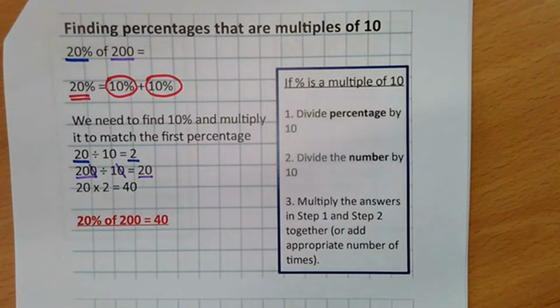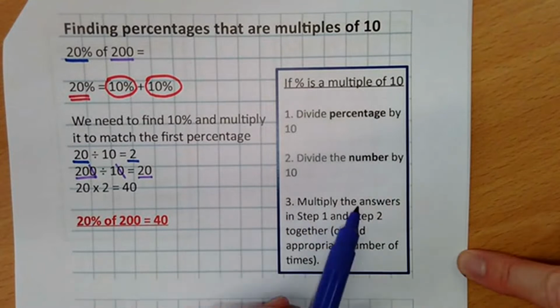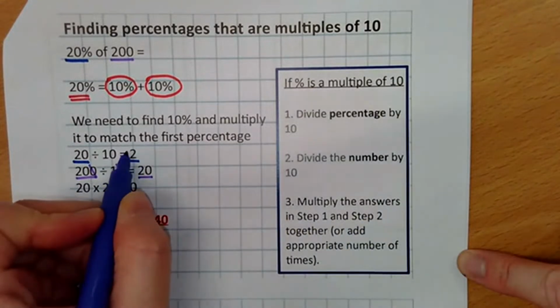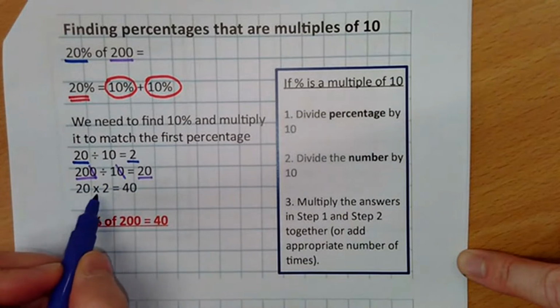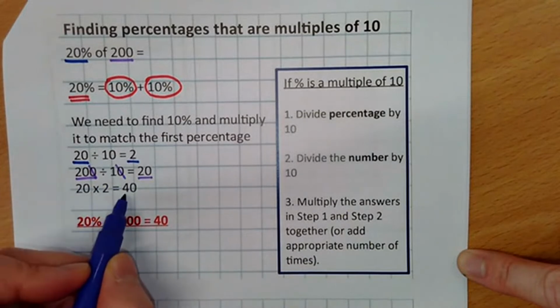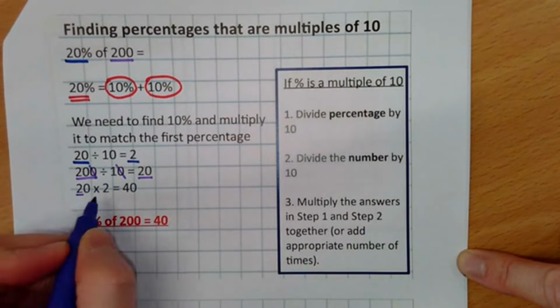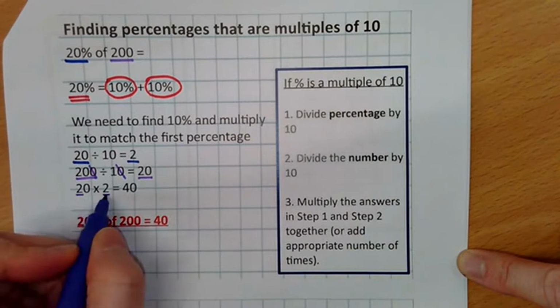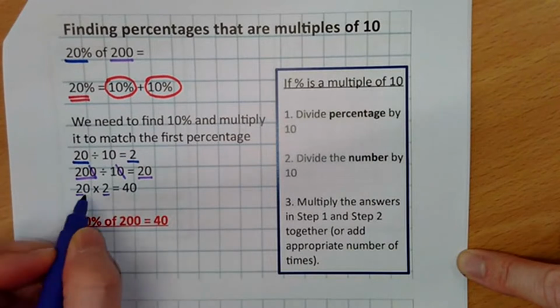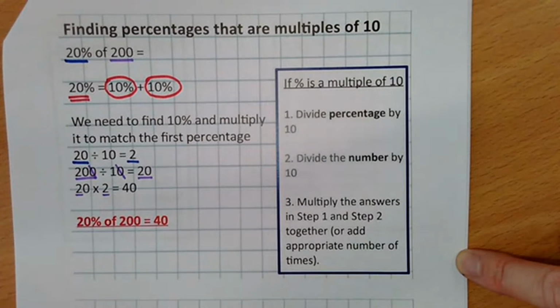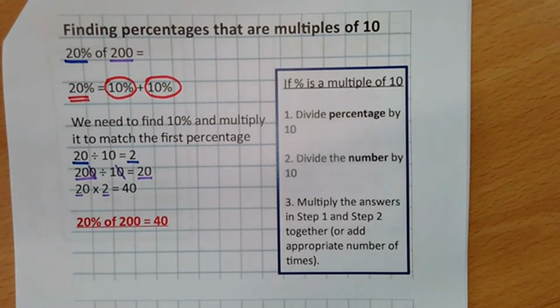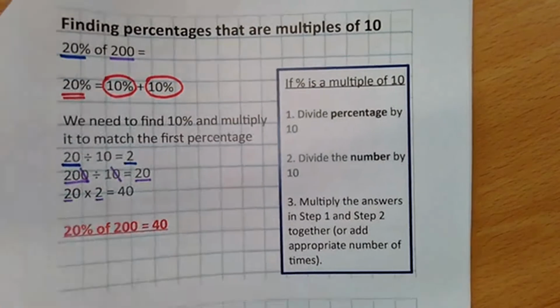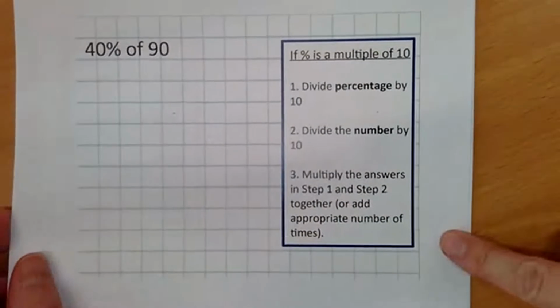Brilliant. Now I'm going to do the third step, which is multiply the answers. So I have 2 and I have 20. 20 multiplied by 2 equals 40. And that's nice and simple. I'm just going to multiply these two answers. 2 times 2 equals 4, and then don't forget your 0. You can also use the column method, whichever you prefer, whichever you find easy. Okay, so let's take a look.